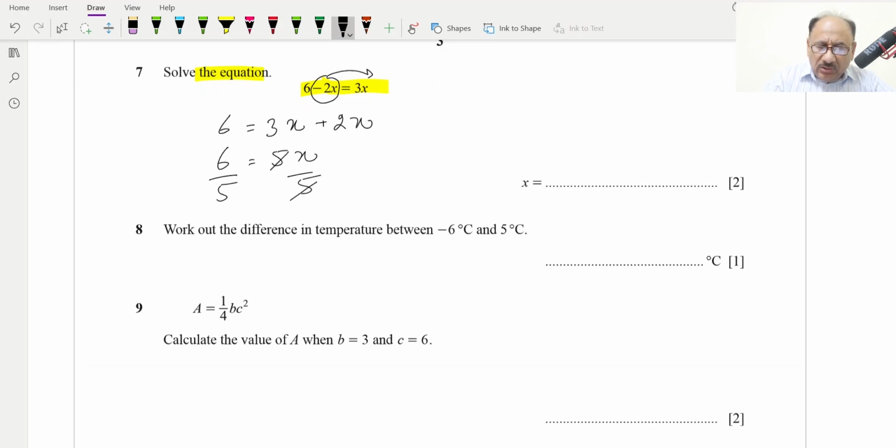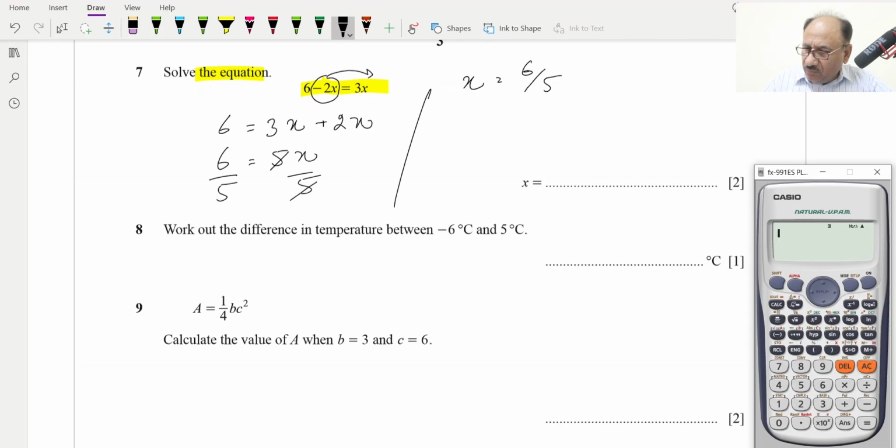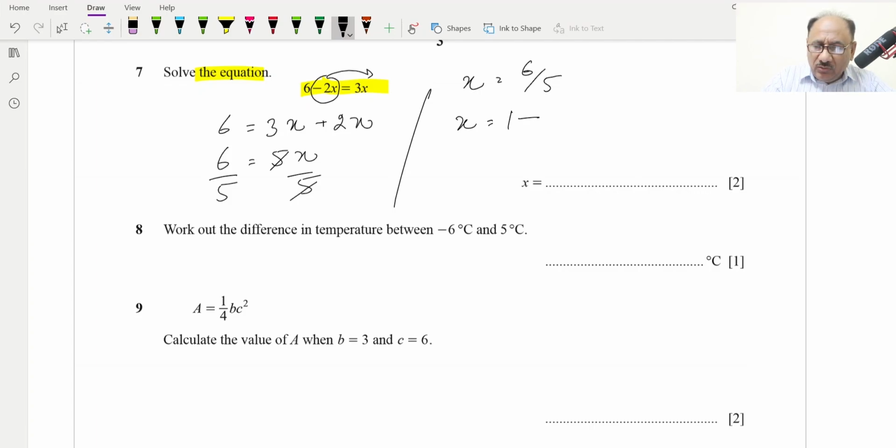This will be gone, so we can write x is equal to 6/5, and 6/5 we can write as a mixed fraction, and that will be 1 whole 1 by 5. So x is equal to 1 whole 1 by 5. 1 whole 1 by 5 will be our final answer. This is 2 marks, a very easy question.